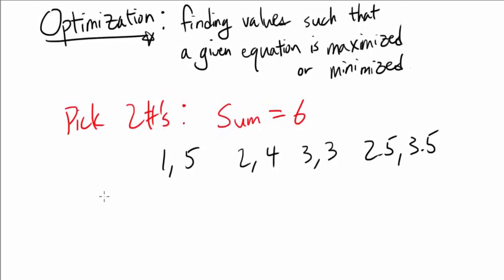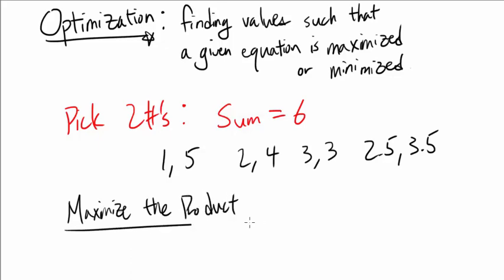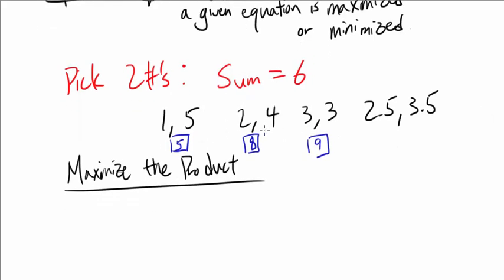But that's not the end of it. We wish to maximize the product of the two numbers. So for 1 and 5, what's the product? 1 times 5 is 5, so the product is 5. For 2 and 4, the product is 8. For 3 and 3, the product is 9. For 2.5 and 3.5, the product is going to be something. And we want to find the pair of numbers such that the product is going to be the largest.